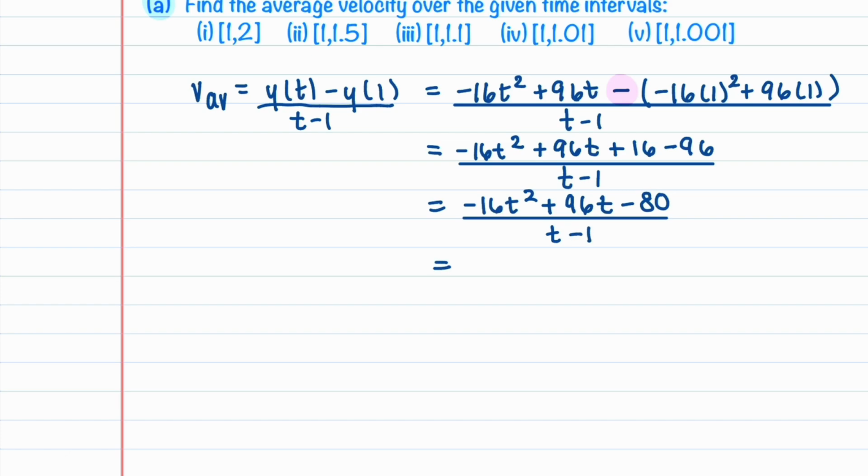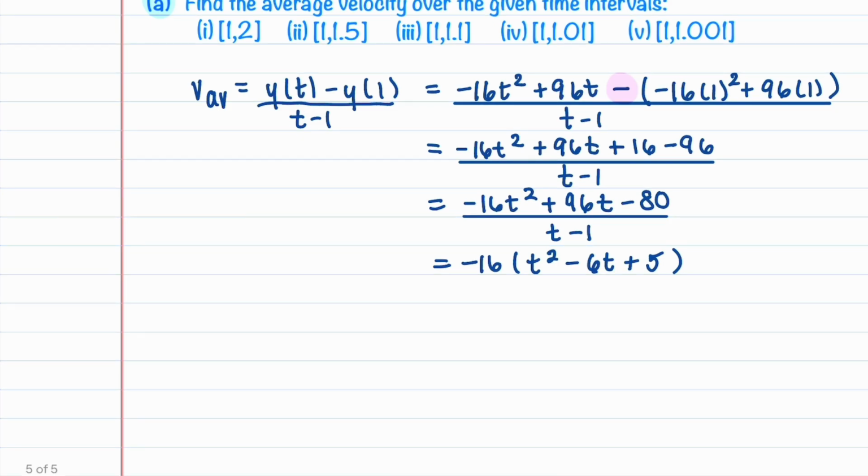Now we need to factor this quadratic. Notice that 16 is common to all three terms, so I'm going to take out a minus 16. So we get t squared minus 6t plus 5, because 16 times 5 is equal to 80. And our denominator stays the same, t minus 1.